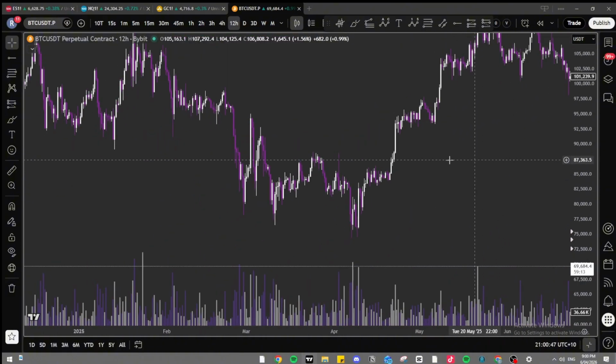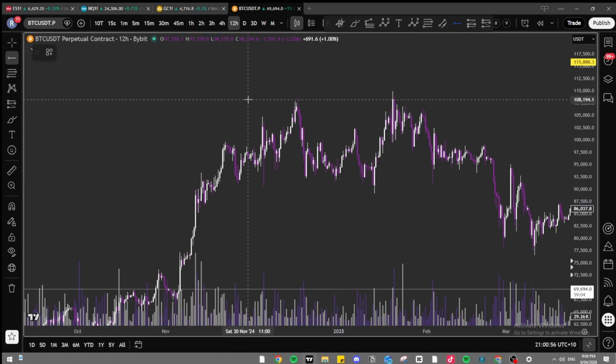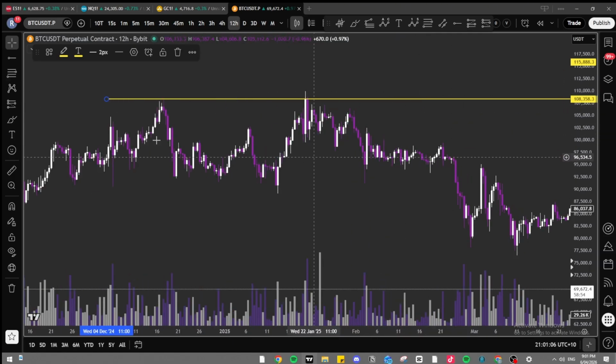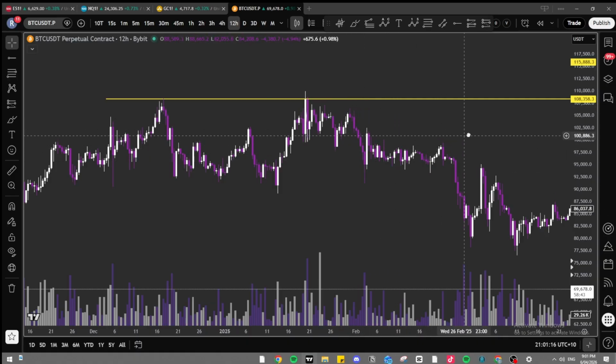Okay, let's find some more examples. And yeah, this is obviously another example of a fake out. As we can see, we have the range high over here, and we failed to close above it, or put in local higher highs above it. And as you can see, we come back down and we start to put in lower highs, and lower highs. So just looking at market structure gives us an indication of where price is going to go.